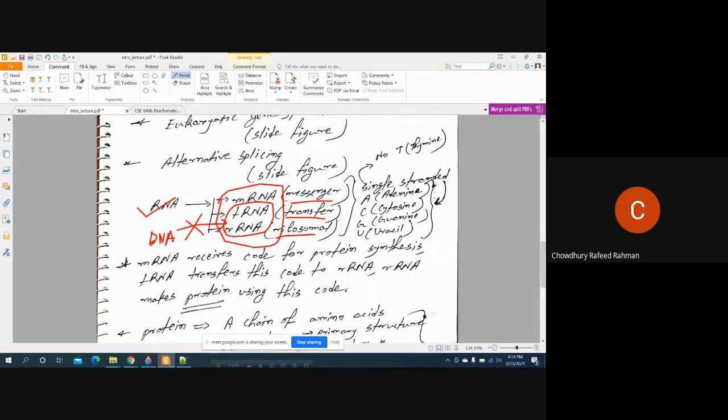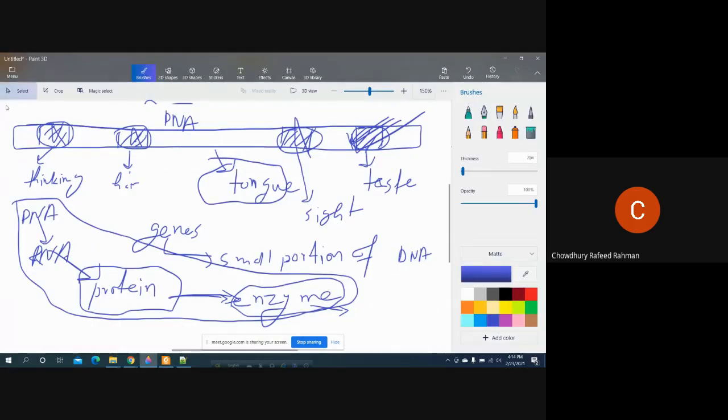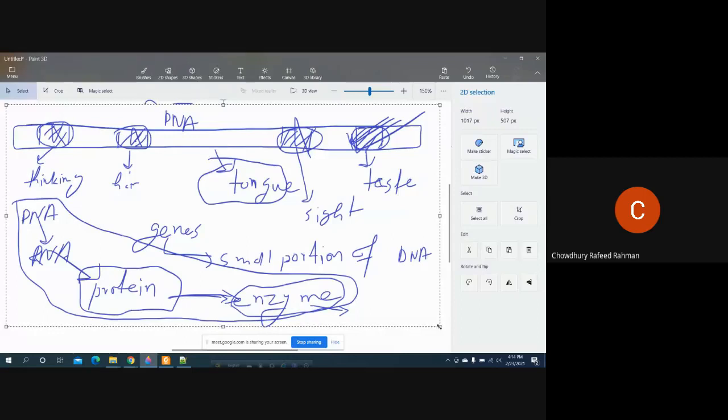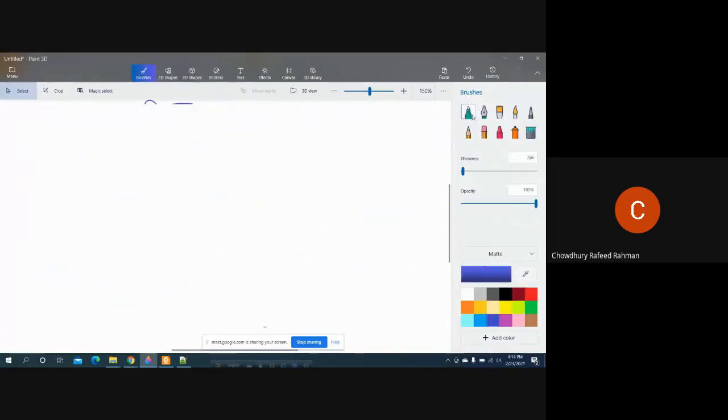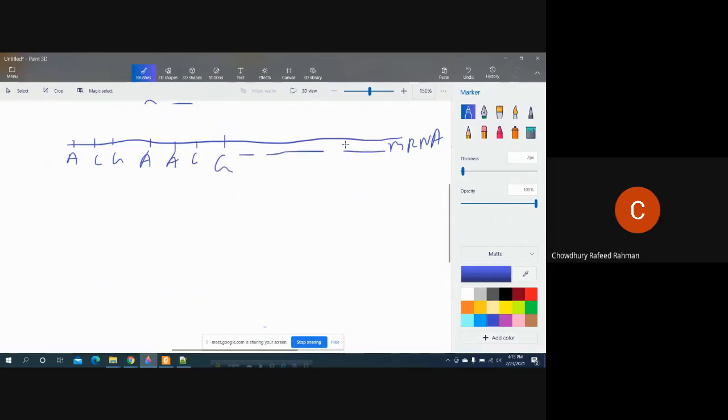mRNA is the code for the protein. Okay, so what is the code? What does the code actually mean? That is the main question. So first, let me clear this page up and let me just draw some things. So suppose this is an mRNA. In this mRNA, there are obviously A, C, G, A, C, G, etc. Because we know that mRNA consists of A, C, G, and U.